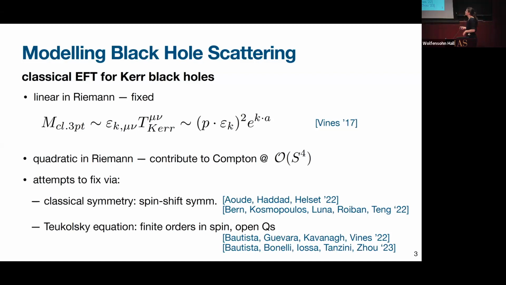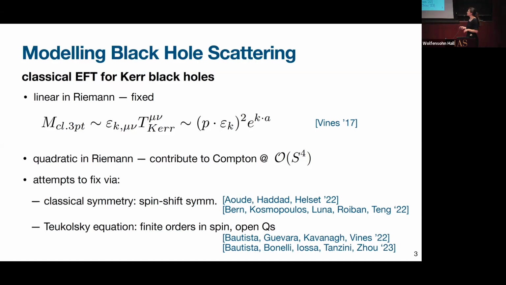We can try to fix them in two ways. If you just want to think about the classical physics, then they have been tried to be fixed in multiple ways. The first is you can try to fix them at all orders by positing some classical symmetry that should govern these Wilson coefficients. This spin shift symmetry was posited, and the benefit of this is that you get results that are all orders in spin. Alternatively, you can do a proper GR calculation, let's say, so solve the Teukolsky equation and fix the Wilson coefficients from there.